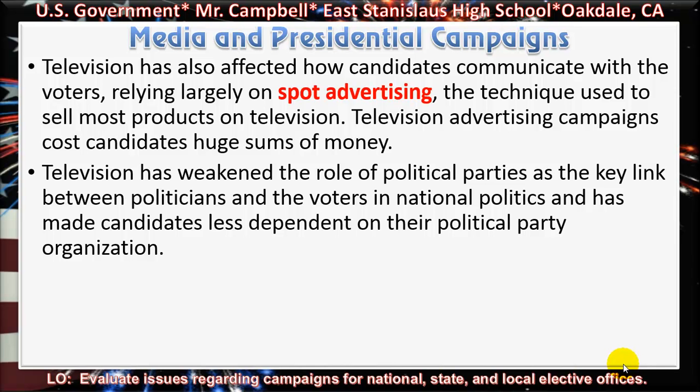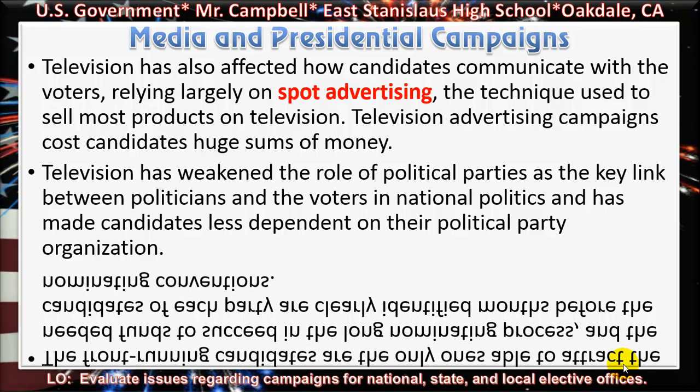Television has weakened the role of political parties as the key link between politicians and the voters in national politics, and has made candidates less dependent on their political party organization, especially once they've kind of got a name.